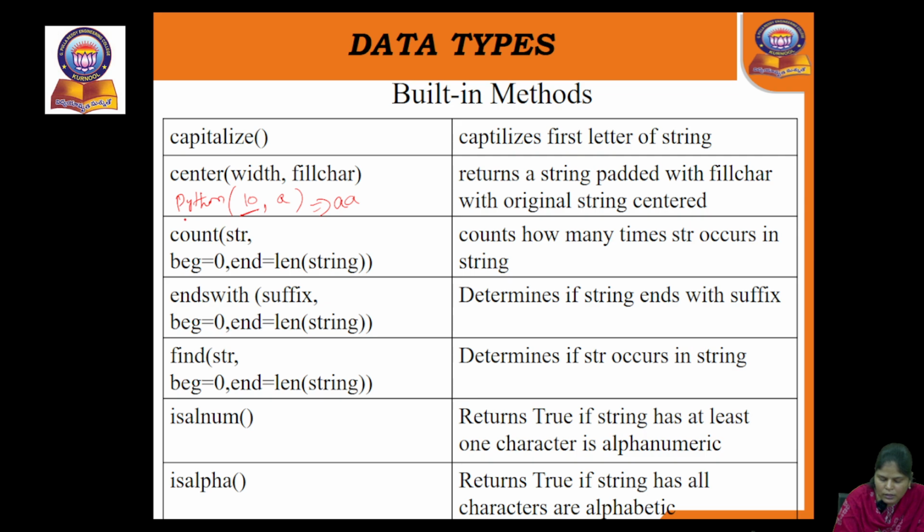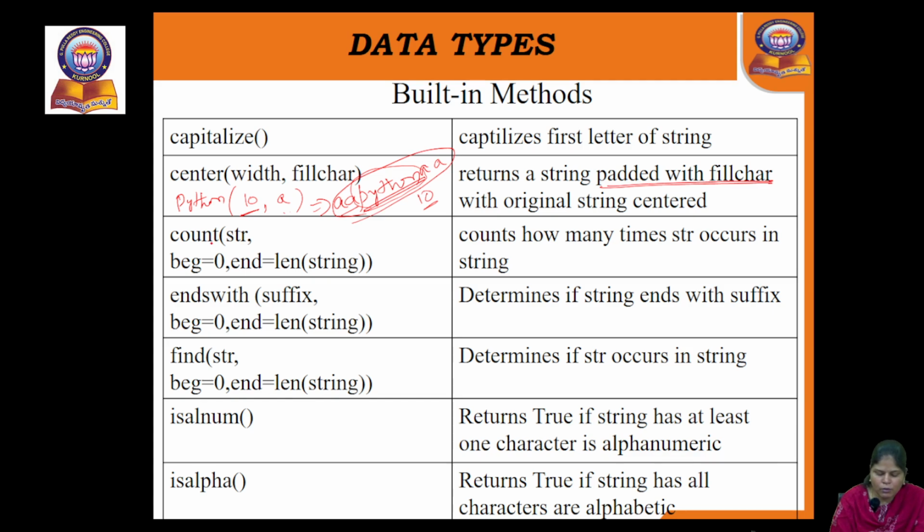10. So here I have Python, which is 6 letters. After returning Python, it will prefix it with 2 a's and suffix it with 2 a's. Now the total length of this will be 10. The fill character I have considered is a. So it will return the string padded with the fill character. The padding is nothing but, before the original string and after the original string, some characters will be filled. The main string we have will be at the center of this fill character. So this is how it returns.